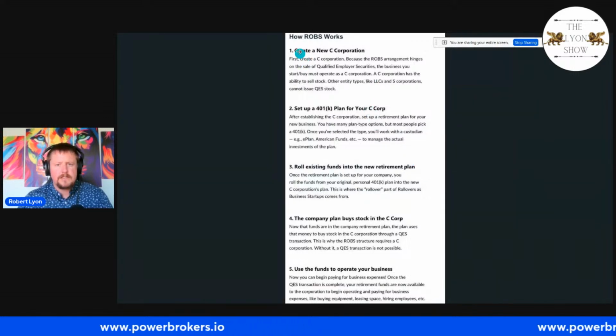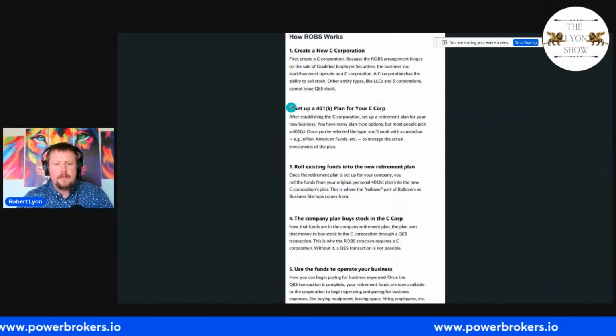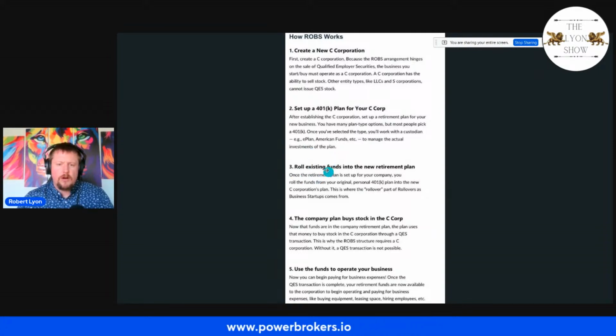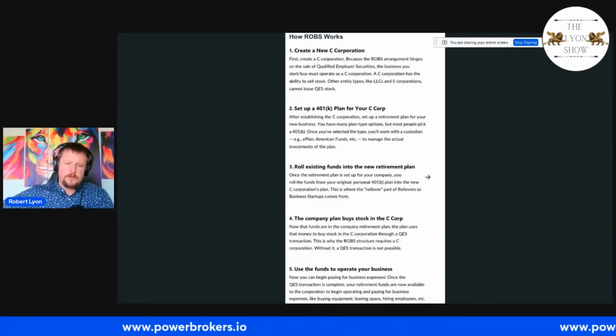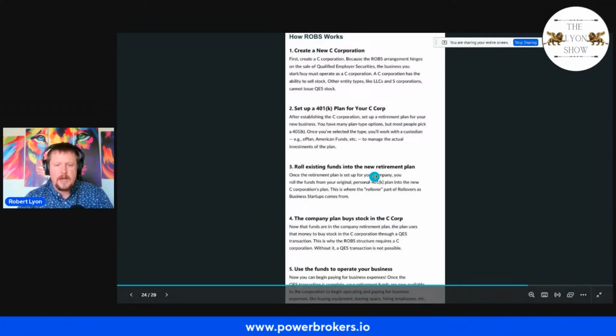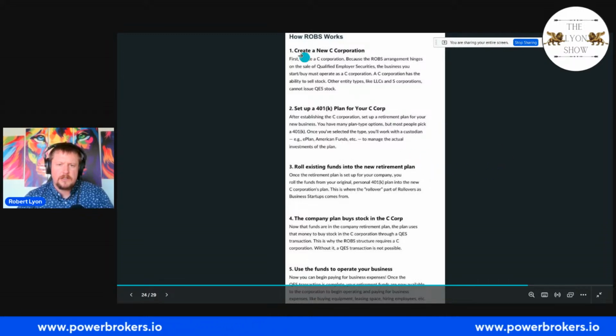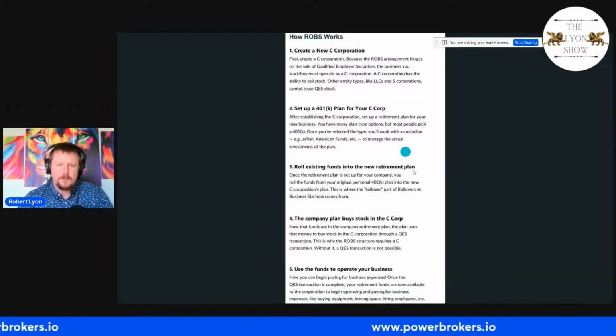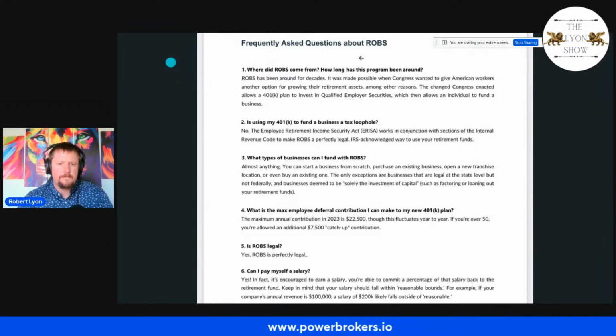The way that works is you have to set up a C corporation. Then you have to set up a 401k plan for your C corp. Roll all your existing funds into your new retirement plan. The company will buy back stock from the C corp, and then you can use these funds to operate your business. Very, very powerful. You can learn more about this. Just look up ROBS and look up 401k. It's a super cool way for you to make more money with your 401k and to fund your business.